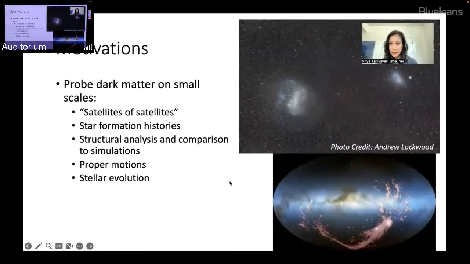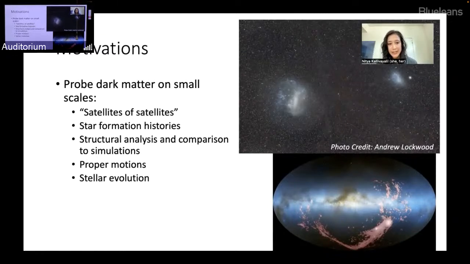So in terms of an outline for the talk, I just want to focus on a few results and some takeaways from those results. The overarching goal of my work, our work, is to probe our dark matter model on small scales. I think this is a really fruitful regime in which to understand the nature of dark matter better.